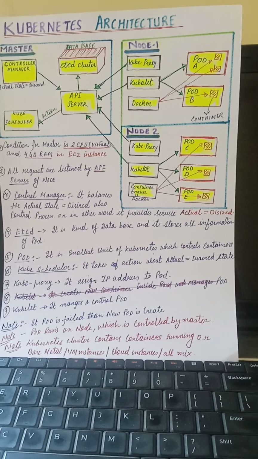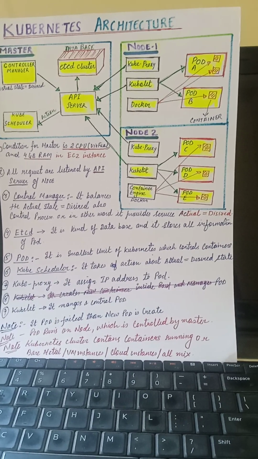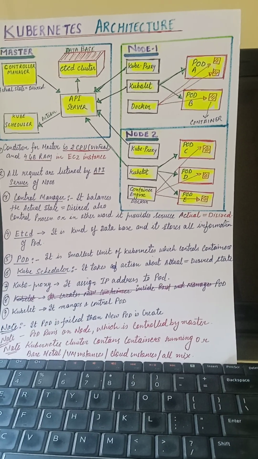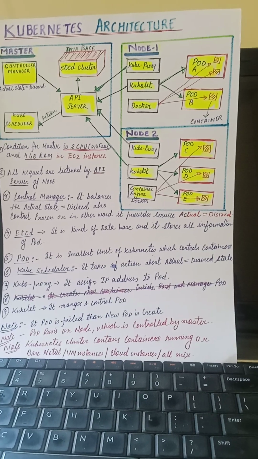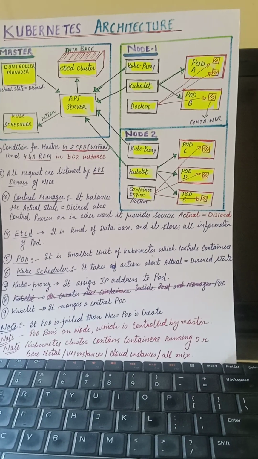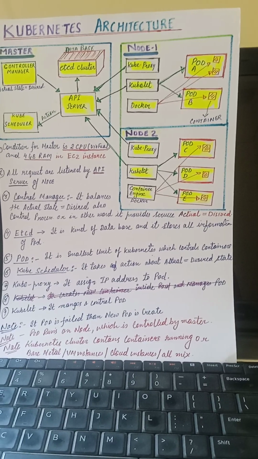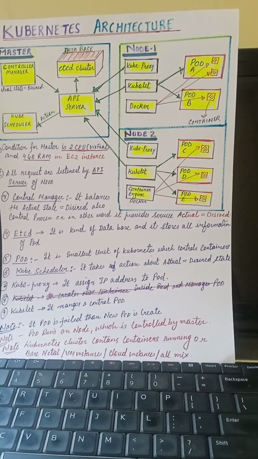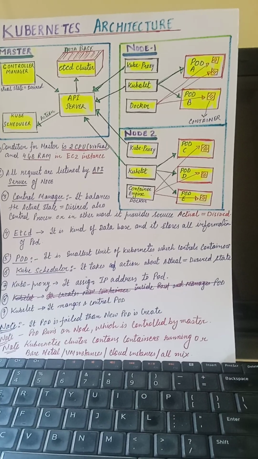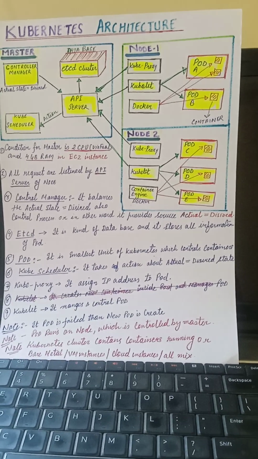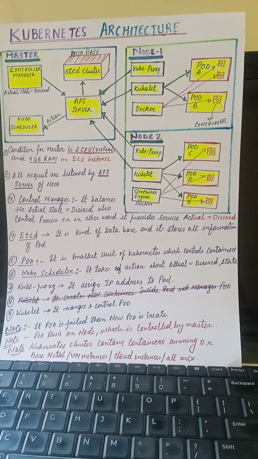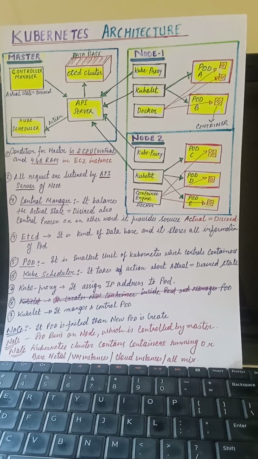Second note: pods run on nodes, which are controlled by the master. Third point: a Kubernetes cluster contains containers running on bare metal, VM instances, cloud instances, or a mix of all. Very important line. So friends, this is all about Kubernetes architecture.